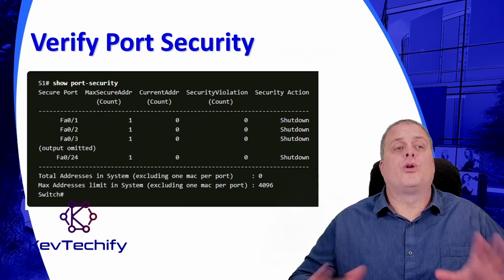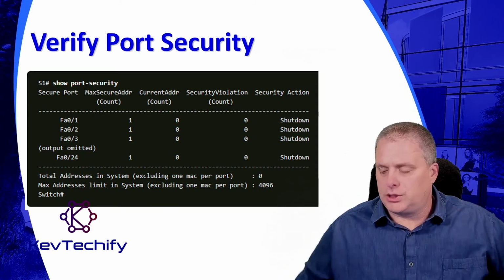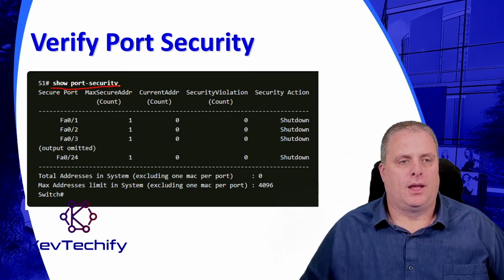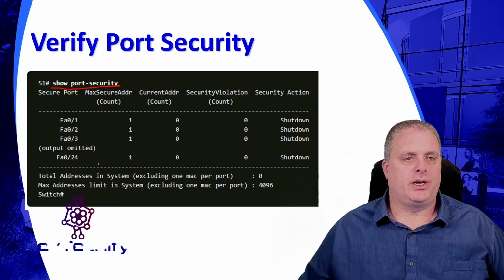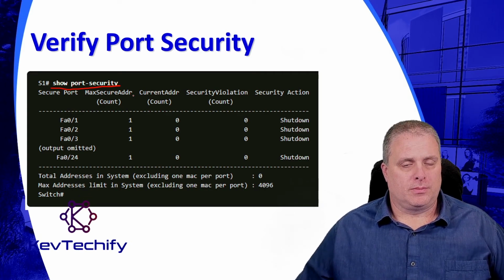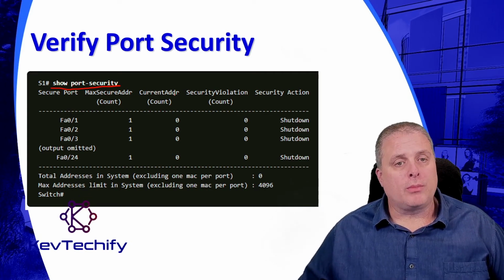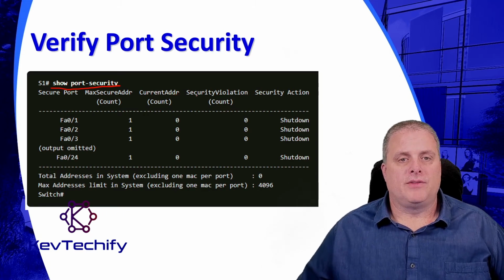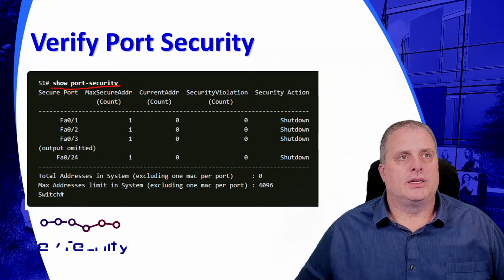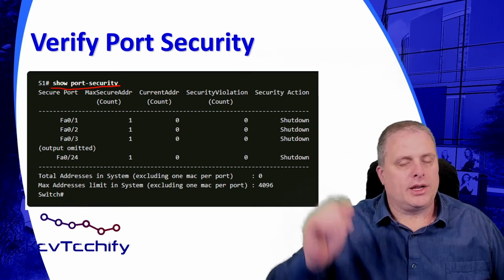To verify your port security, on your switch you can enter the show port-security command. It'll list out all of your ports right here. It'll list out the maximum MAC addresses you can have, the current number of MAC addresses it knows, if there are any security violations on it, and then the action it takes. What we can tell from this is we've enabled switch port security on our ports.